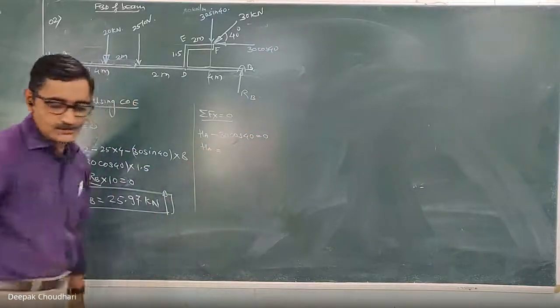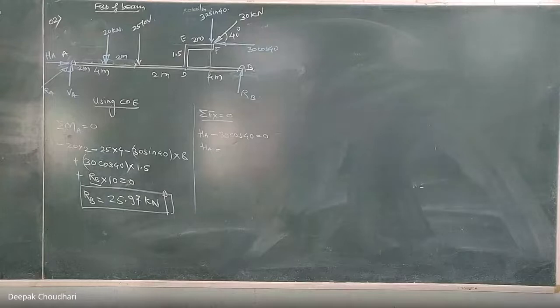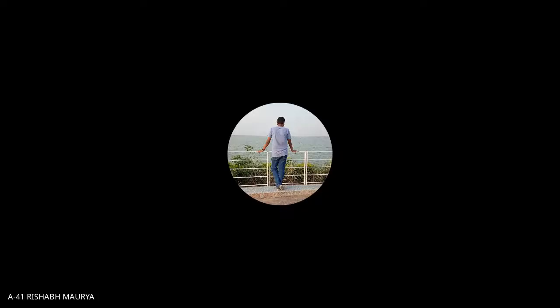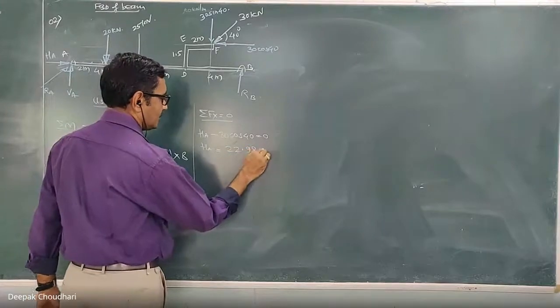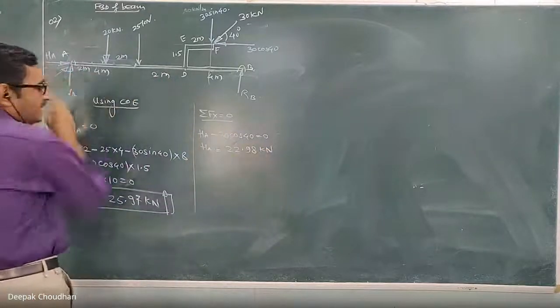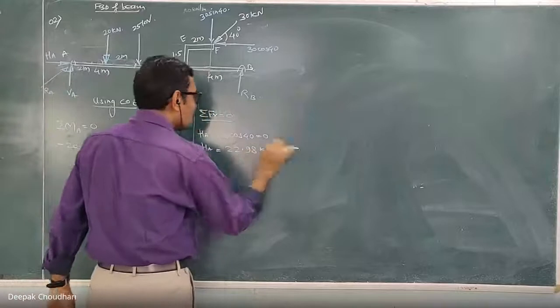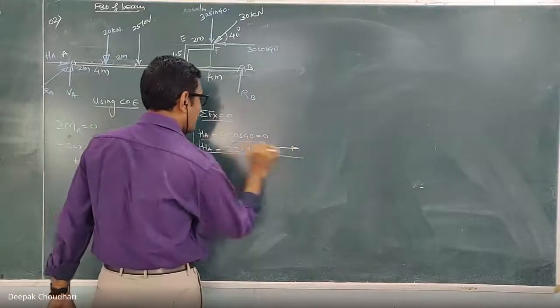HA equal to 30 cos 40. How much is that? 22.98 kilonewton. Now this is also positive. It indicates that the assumed direction of HA is towards right. So HA is horizontally towards right, and highlight this.